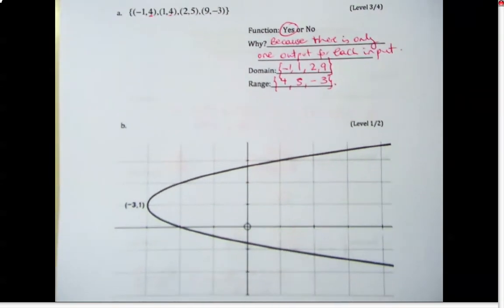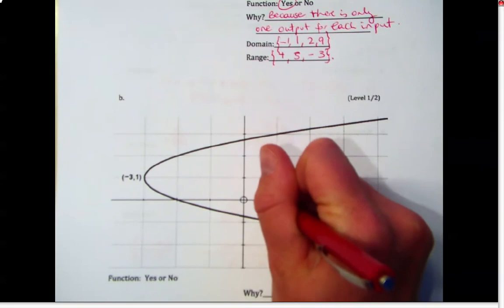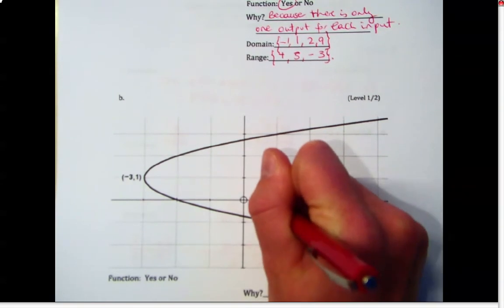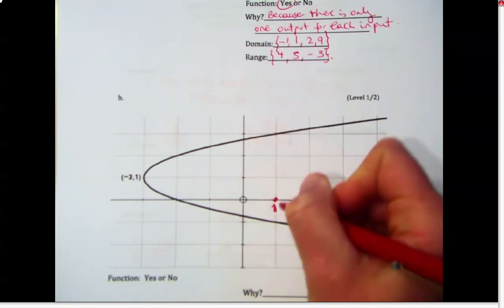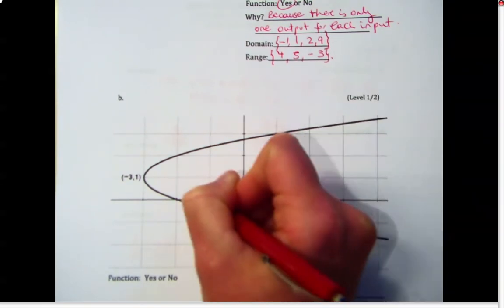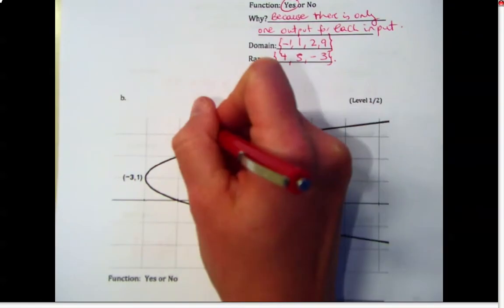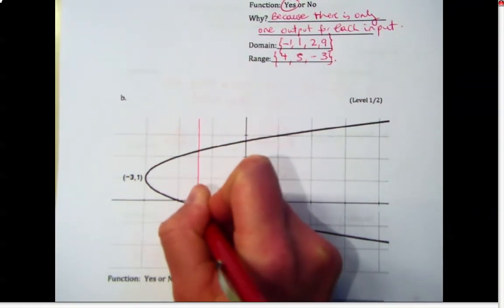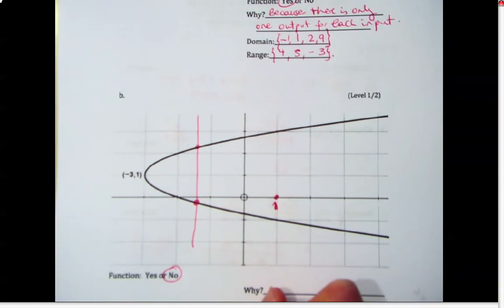Now on the next one, this doesn't happen. You've actually got examples of inputs with two outputs. For example, the input 1 has got 2 outputs: 3 and -1. This one as well has got 2 outputs. This one has got 2 outputs. Another way of saying it is it doesn't pass the vertical line test, because I can draw a vertical line which crosses the function twice.